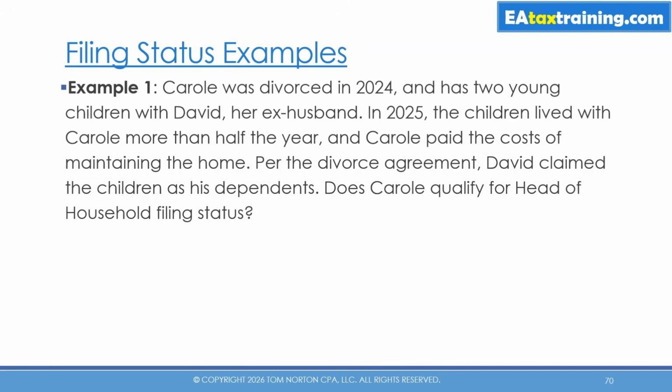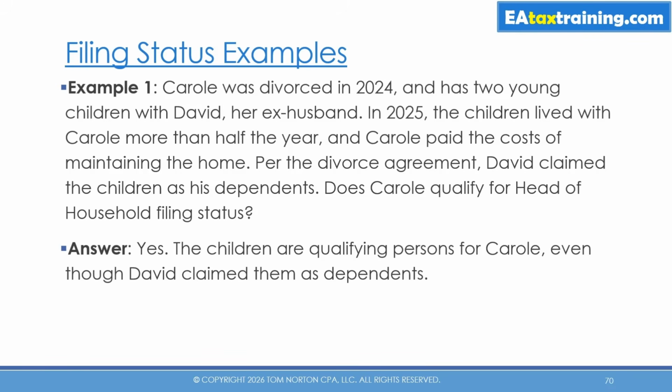But remember on our chart, children are always qualifying people unless they are married and not dependents on your tax return. Well, she's got young children. They are not married, so they are qualifying children. So Carol does, in fact, meet all of the requirements for head of household, and so she can use the head of household filing status. Even though they are not her dependents on the tax return, they are still qualifying persons.